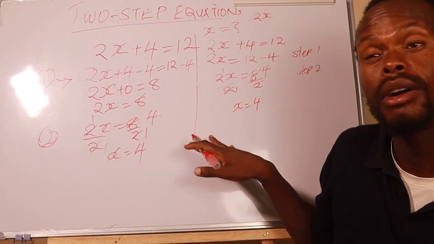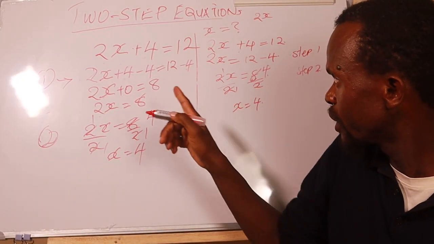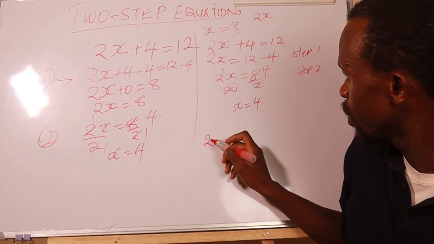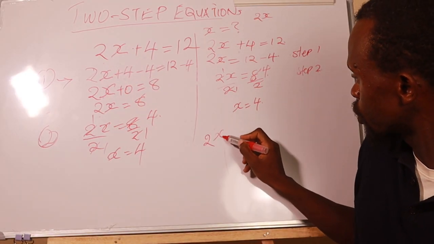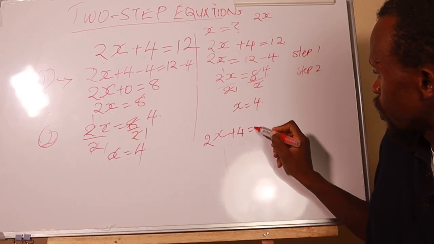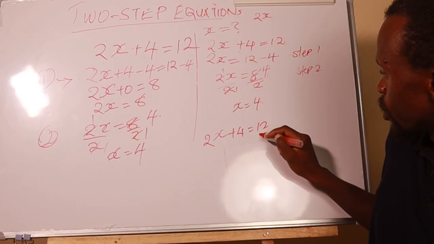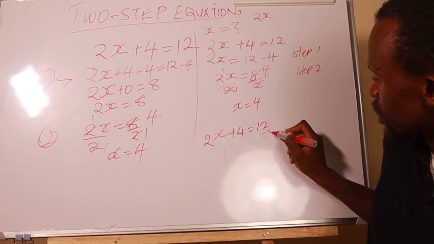Now, we can confirm whether we are right. The way to confirm it, we are going to put 2, then we are told that the equation was 2x plus 4 is equals to 12. So assuming that we don't know this number, we're going to confirm whether it's the same.